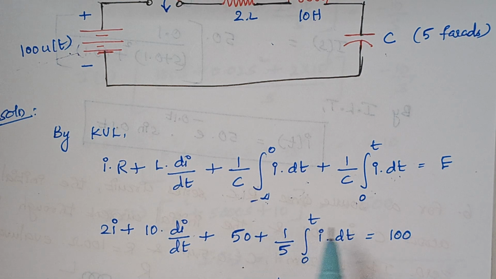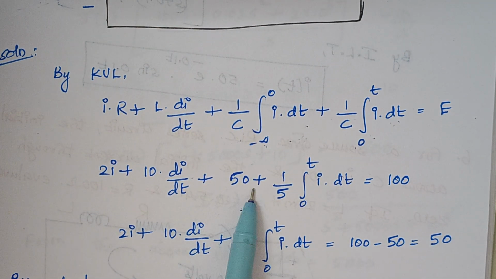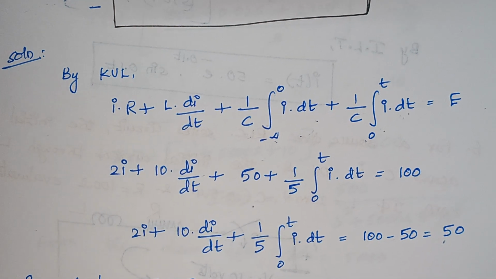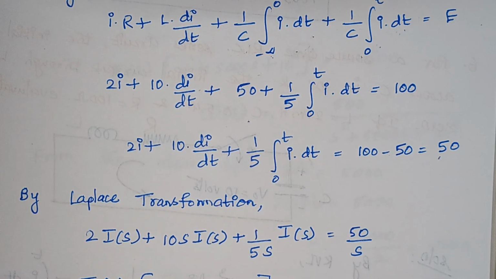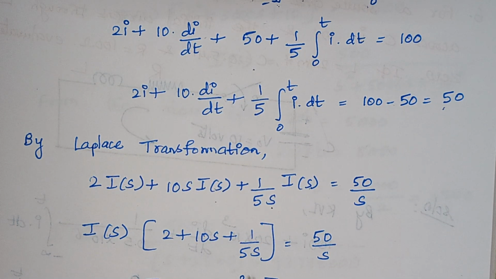Substitute the respective values here. Right. Now you see here we are having a number 50. So I am moving this 50 to the right hand side. Therefore here our expression is like this. Right. Now the next thing is we have to apply Laplace transformation. So once you apply Laplace transformation, you see 2 into I of s plus this di by dt becomes s into I of s and this integral term becomes I of s by s. Right. Now the next thing is we are going to take this I of s commonly outside. So once you take I of s outside, our expression will be like this.